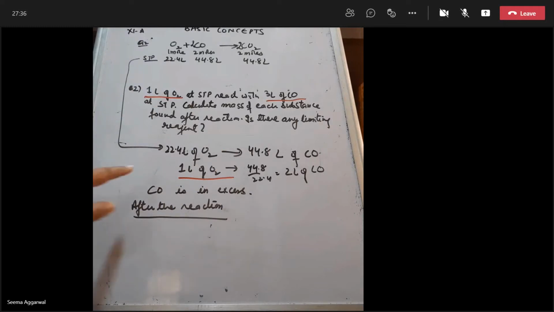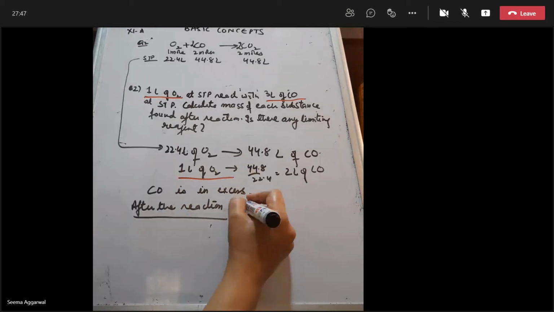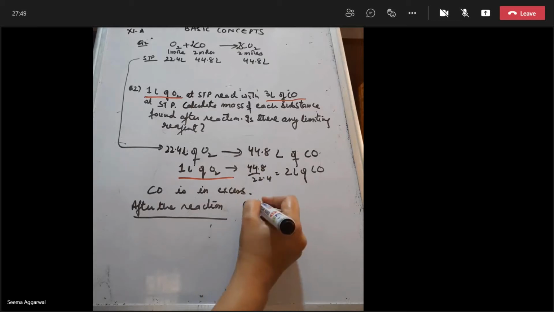We know that after the reaction, 1 liter of oxygen will combine to form 2 liters of carbon monoxide. Siddhant, are you present? Yes, Siddhant, sir. After the reaction, what is the amount of oxygen? In liters, tell me first.